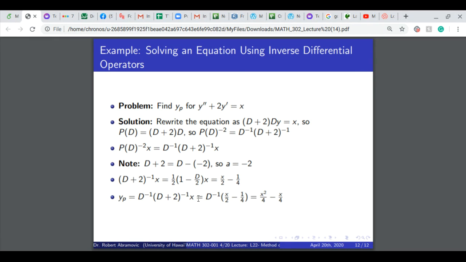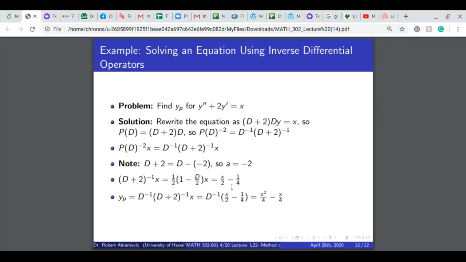Now apply the inverse operator of d, that just means integrate, and ignore the constant of integration. You get x squared over 4. That's the antiderivative of x over 2: x squared over 4 minus x over 4. And then you can check, indeed, if you differentiate this, you get x over 2 minus 1/4. And differentiating again, we get 1/2, so x over 2 times 2, that's x, minus 1/4 times 2, which is negative 1/2.